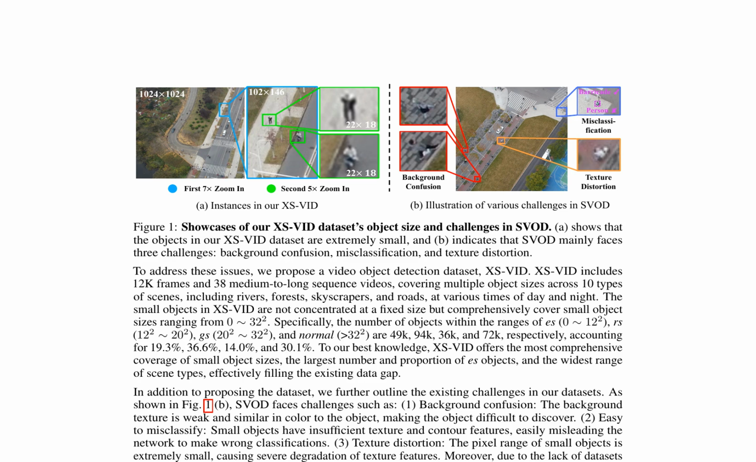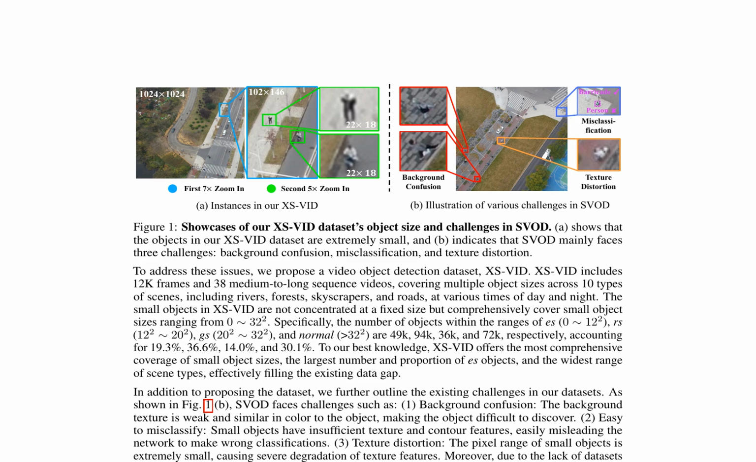Notably, the XS-VID dataset provides the most extensive coverage of small object sizes, with 49,000 extremely small, 94,000 relatively small, 36,000 general small, and 72,000 normal-sized objects, accounting for 19.3%, 36.6%, 14.0%, and 30.1% of the total objects, respectively.